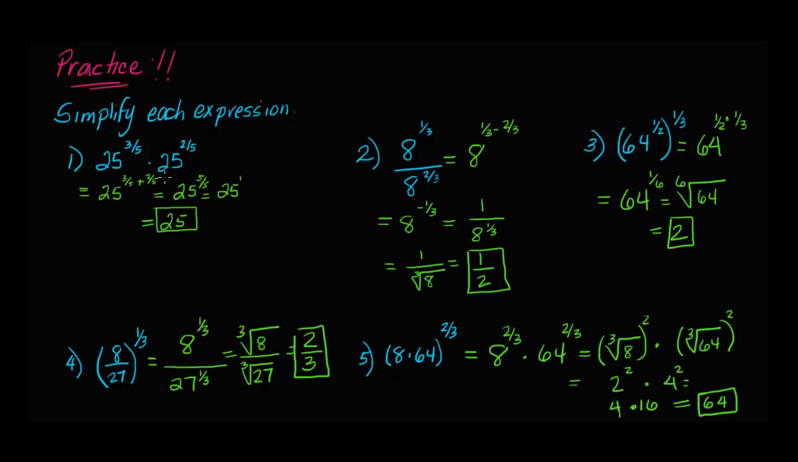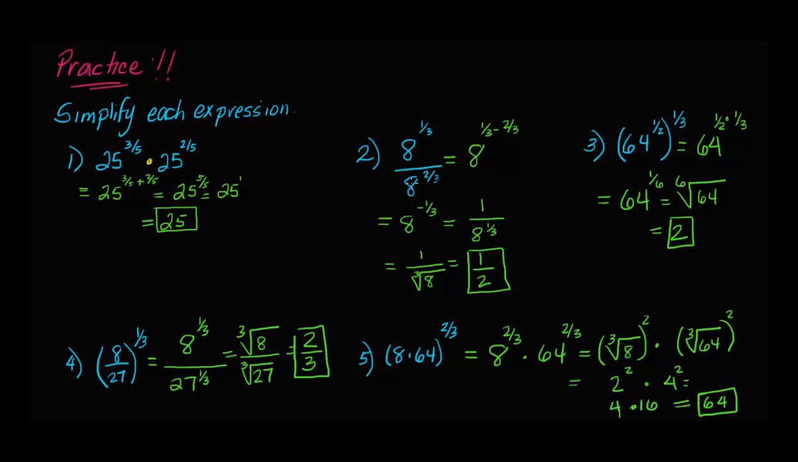Here are the answers. For the first problem, we're multiplying the same base. That means we can add the exponents. So when I add 3/5 plus 2/5, I get 5/5. That makes 1. So the answer is 25.